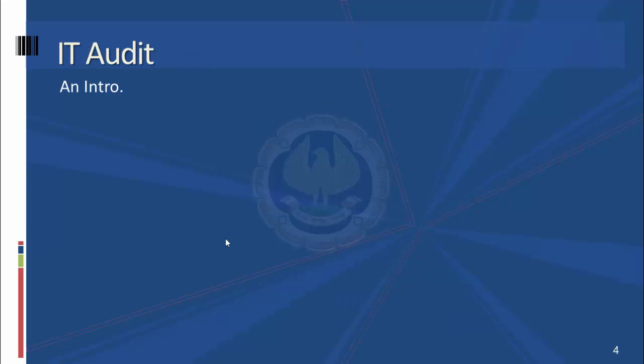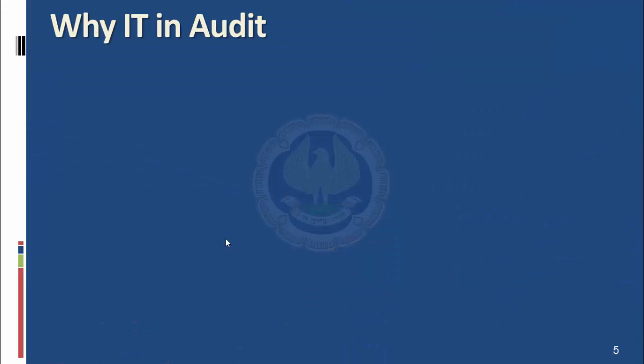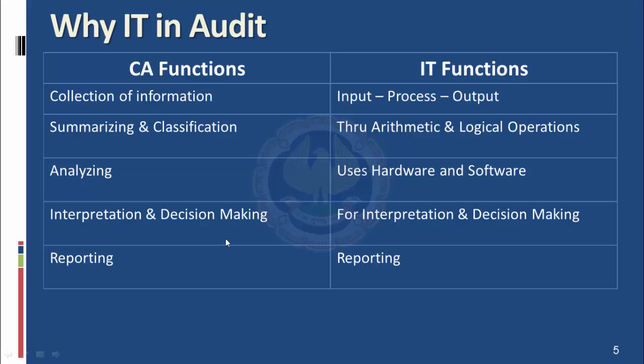We have said that we are going to deal with audit under CBS. Audit under CBS is information technology related audit. So we need to understand the relation between audit and IT. Basically, any function of a chartered accountant flows like this: collection of information, summarizing and classification, analyzing, interpretation and decision making, and reporting. Not only audit, for any activity of a chartered accountant, it flows in the same order: collection, summarizing, analyzing, interpreting, and reporting.